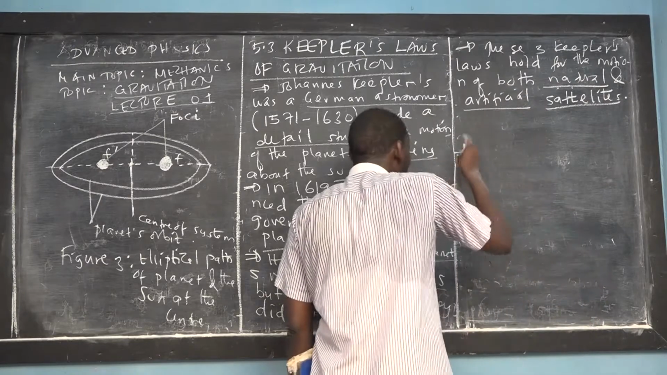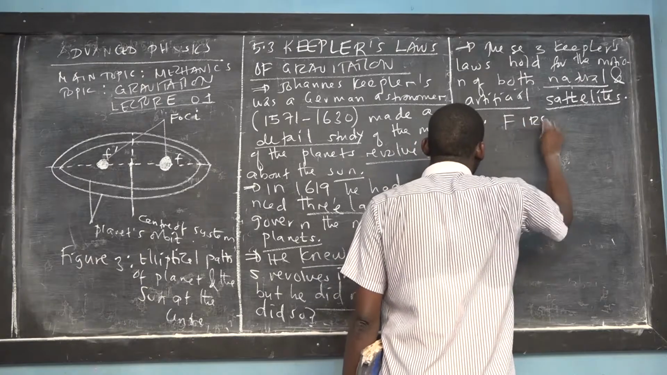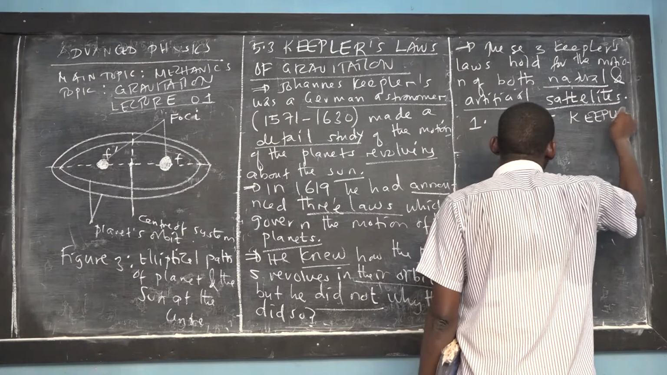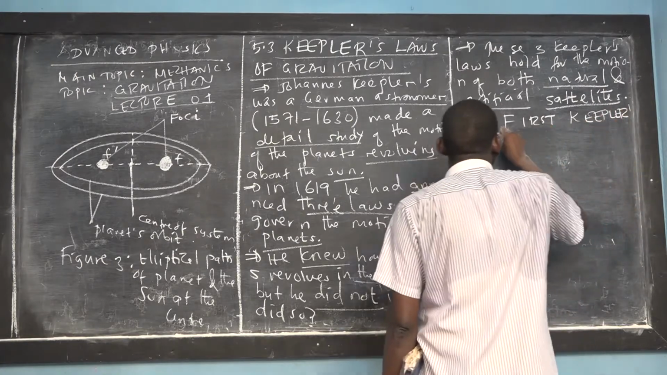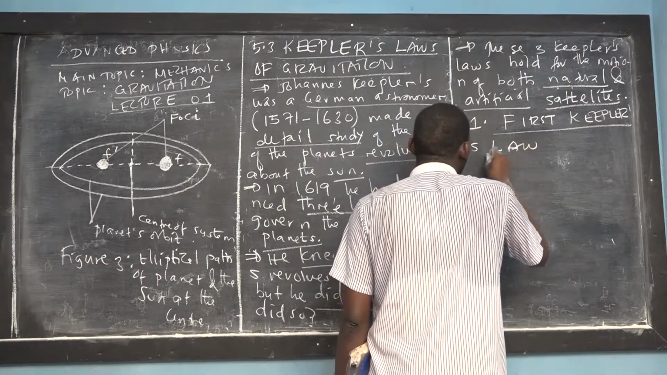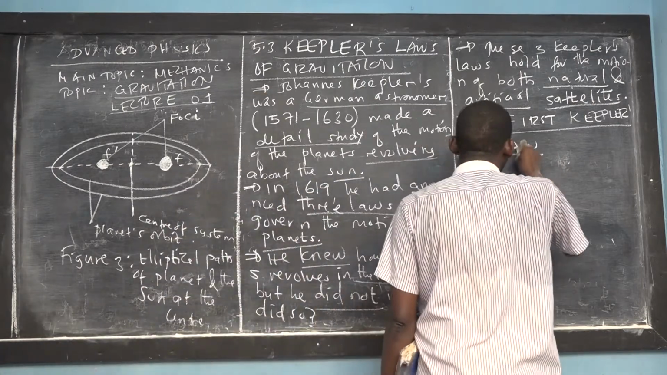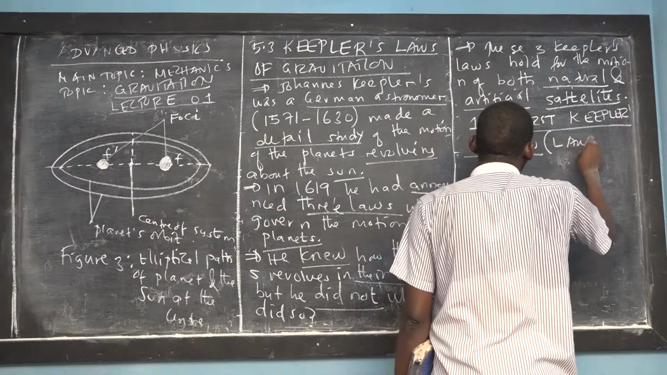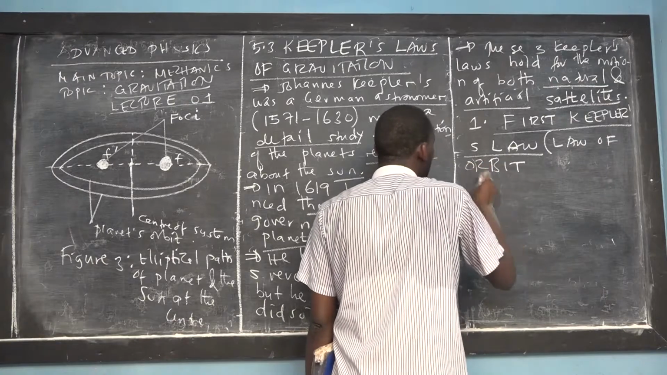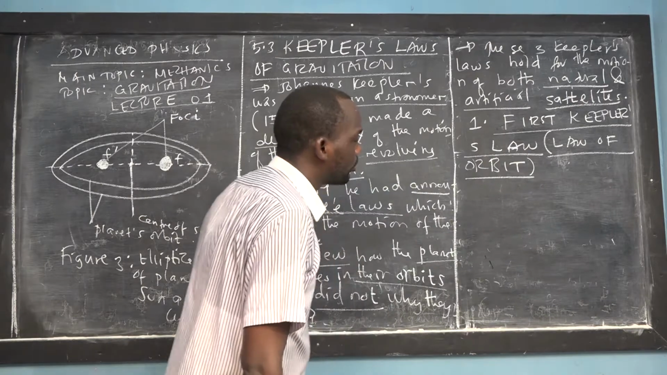So let us now start this business. Let us learn first, say with me, first Kepler's law. First Kepler's law. Say with me, first Kepler's law. In some of the references, we call this one the law of orbit. Law of orbit. In some references, we call it first Kepler's law or law of orbit.